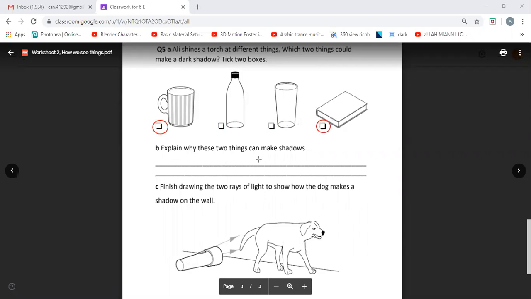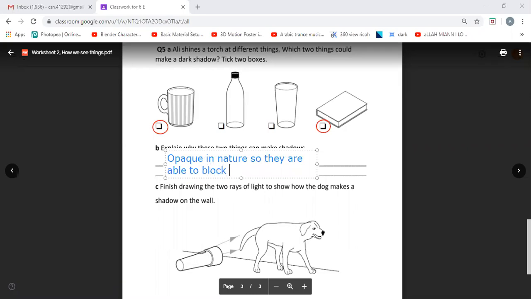Explain why these two things can make shadows. This is because the two things are opaque in nature, so they're able to block light, block maximum or all of the light, right? So it does not allow the light to pass through.